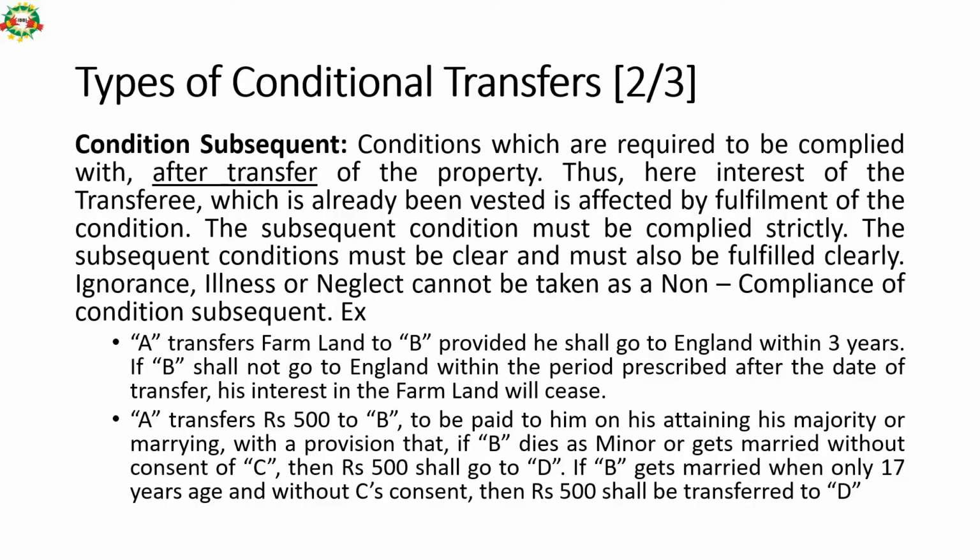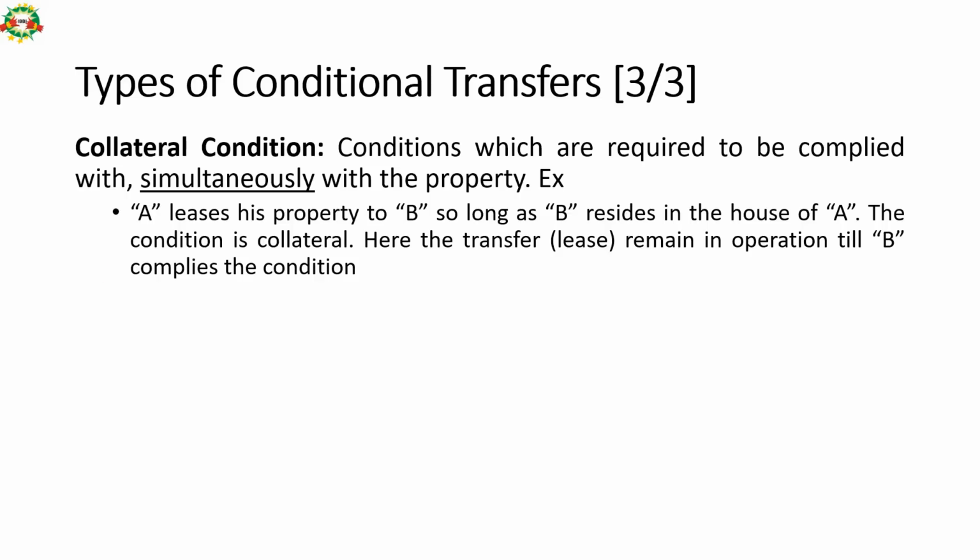A transfers 500 rupees to B to be paid to him on his attaining his majority or marrying, with the provision that if B dies as a minor or gets married without consent of C, then 500 rupees shall go to D. If B gets married only when 17, that is minor, and without consent of C, then 500 rupees shall be transferred to D.